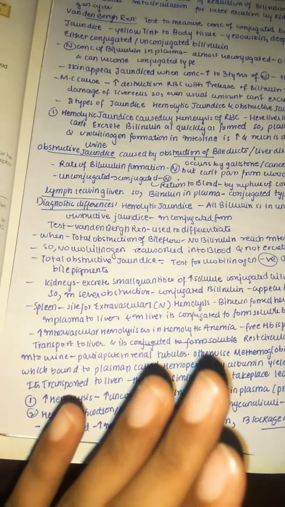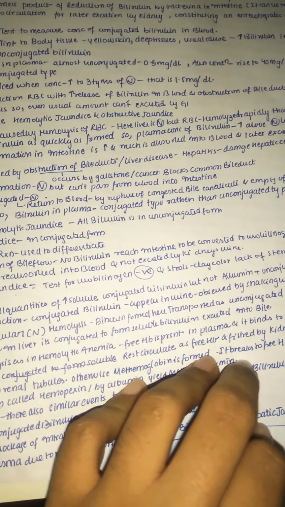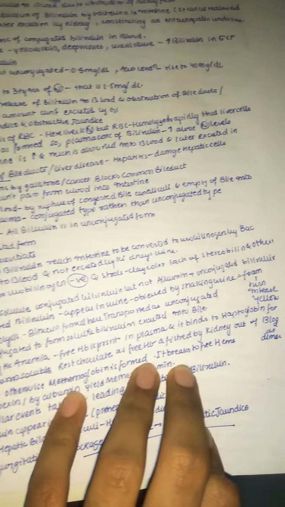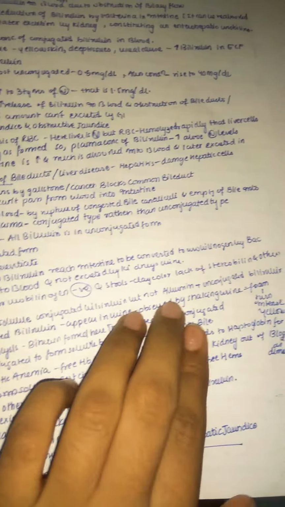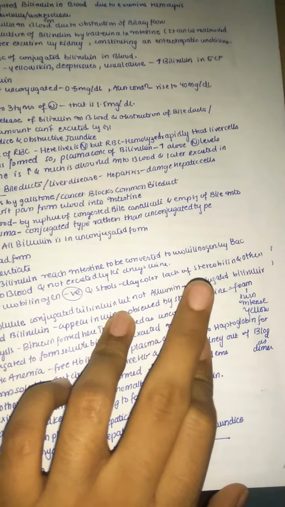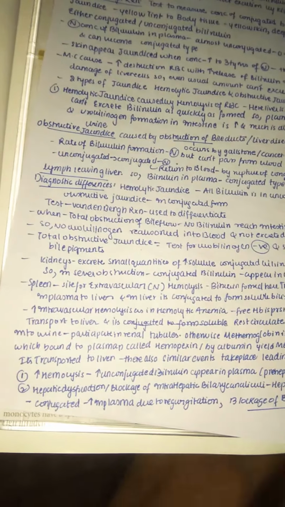kidneys. So kidneys excrete small quantities of water soluble conjugated bilirubin, but not albumin associated unconjugated bilirubin. So remember that kidneys can only excrete the conjugated one because it is water soluble, but the albumin-bound unconjugated one they can't, because it is water insoluble and lipid soluble, right? So they can't excrete the unconjugated part of bilirubin.